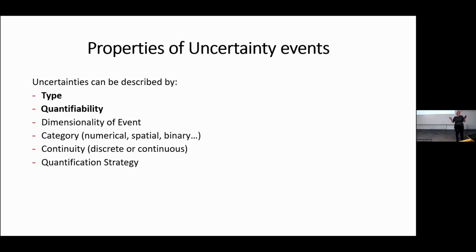Uncertainty events can have a lot of different properties. What I'm doing in my research is asking: what are all those uncertainty events? How can we classify them? What are the different types that can happen? And the first thing that we are trying to do is to describe uncertainty events. So uncertainty events have a type and a quantifiability, can be or cannot be quantified. This event can also have a dimensionality, a category, a continuity, and a quantification strategy. And due to time restrictions, I will just talk about the type and the quantifiability today.